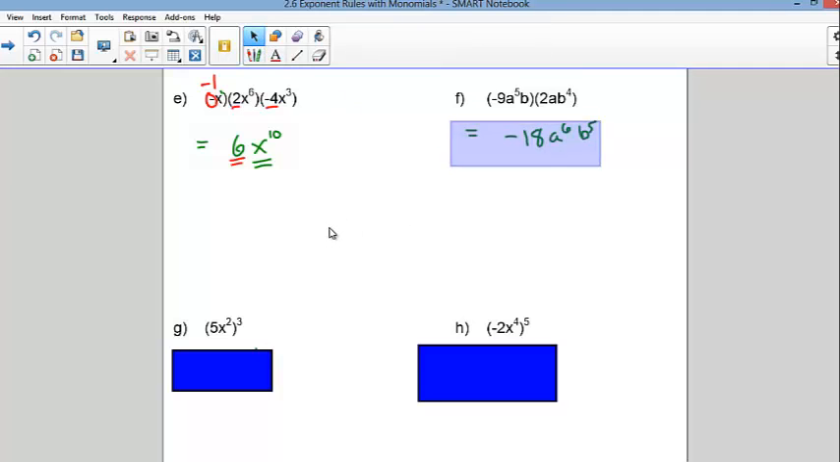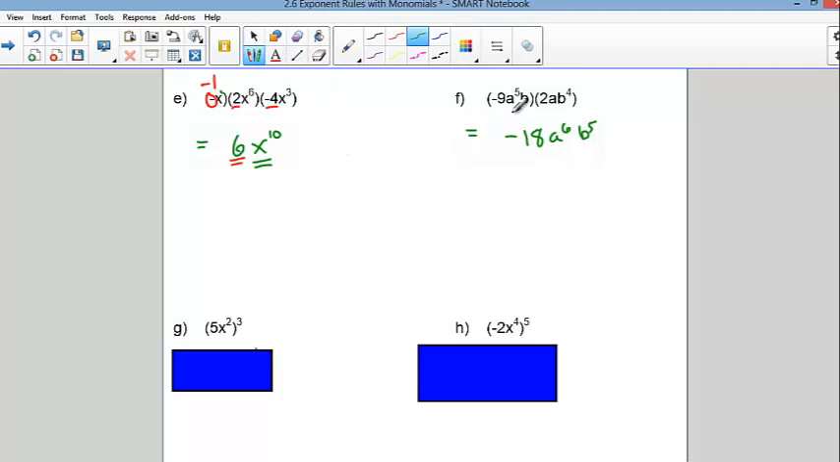Here with example F, pretty straightforward. We're going to take the coefficients, multiply them together. So negative 9 multiplied by positive 2 is negative 18. We then get our a terms together, multiplying them. So a to the power of 5 times a to the power of 1 is a to the power of 6. And the very last one, b to the power of 1 times b to the power of 4 equals b to the power of 5. And again, because we're multiplying, they're all together.